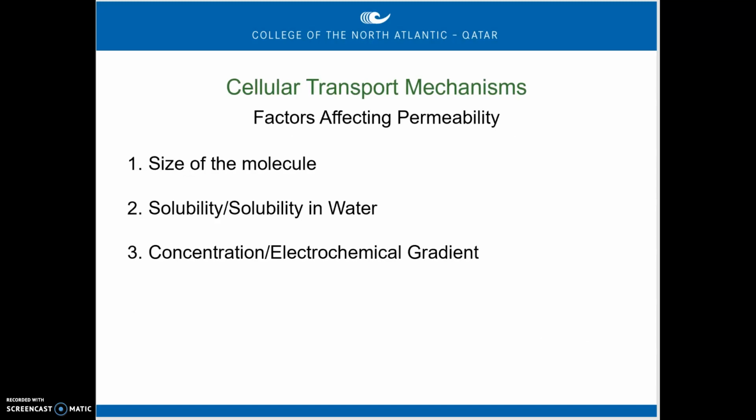Now, a couple of things are going to affect the permeability of a membrane, and there are three things that we'll talk about now. We'll talk about the size of the molecule, the solubility of the molecule in water, and the concentration or the electrochemical gradient of a substance. These next couple of slides are pretty detailed and there's lots of information there. What I want you to take away from these next few slides is the big idea, okay? Not the little tiny details, but the big idea of each one. Alright, so let's go through them.